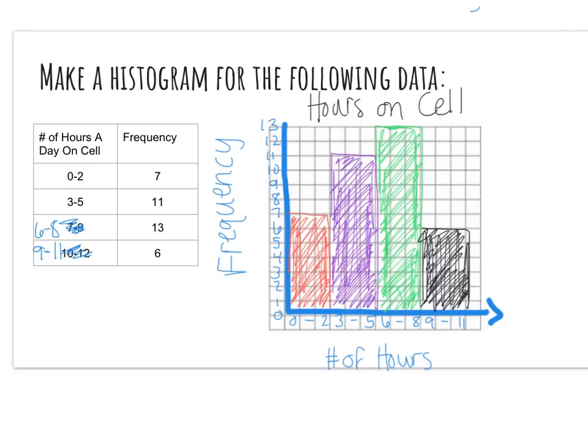My purple bar, 11 students were on their cell between 3 and 5 hours a day. My green bar shows that 13 students are on their cell between 6 and 8 hours per day. And my black bar shows 6 students are on their cells between 9 and 11 hours per day. And then I have a title, of course, hours on my cell phone.